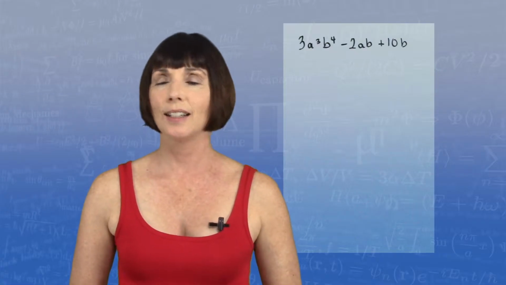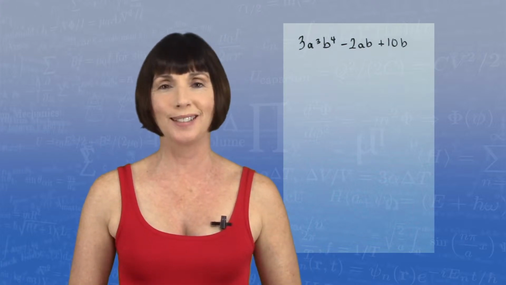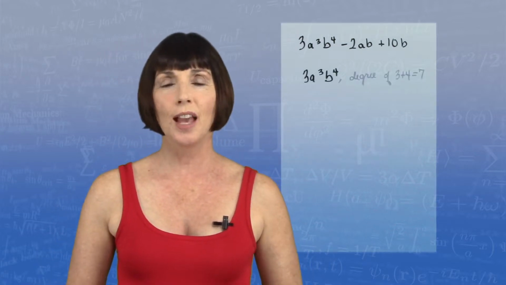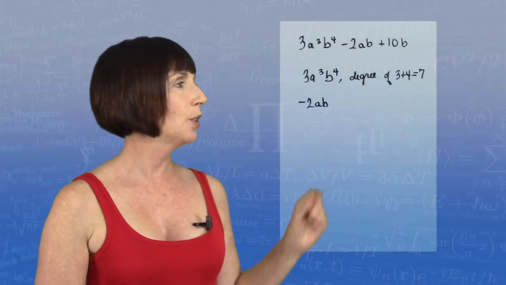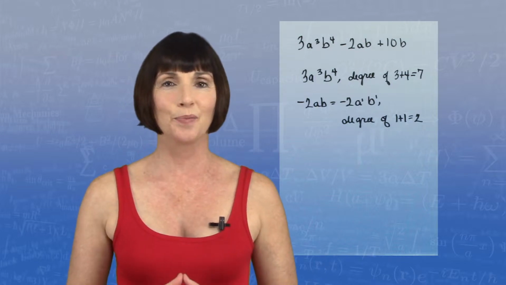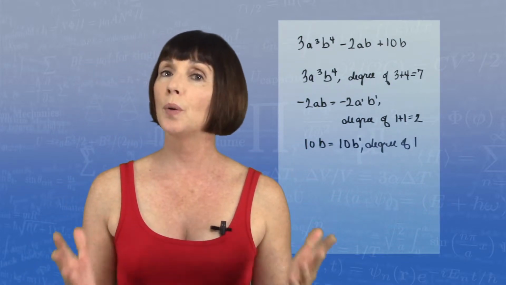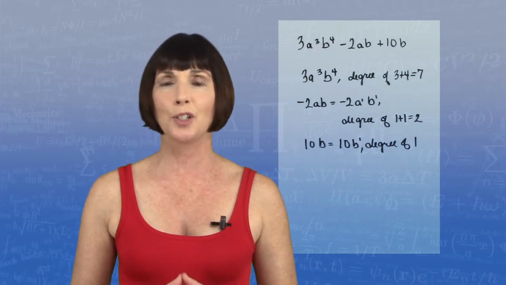Okay, let's take a look. Just like before, we're going to add up the exponents of those variables to find the degree. Our first term, 3a cubed b to the fourth, has a degree of 7. Our second term, negative 2ab, has a degree of 1 plus 1 equals 2. And our third term, 10b, has a degree of 1. We have a single variable with the exponent of 1, so the degree of that term is 1.